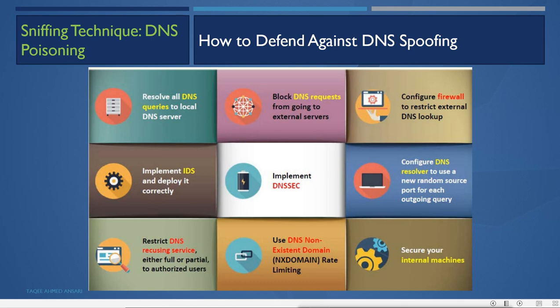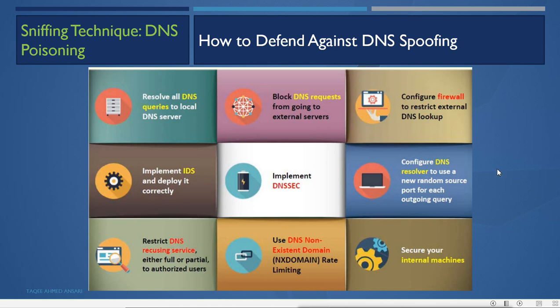That is what resolving all DNS queries to local DNS servers means. We can do this by configuring the firewall to restrict the external DNS lookup. That means if any client sends a query to an external DNS server, it will be blocked on the firewall. Only our local DNS server can go out to the internet and do the DNS lookup. No other user machine can go to the internet for DNS lookup. We have to configure the firewall like this.